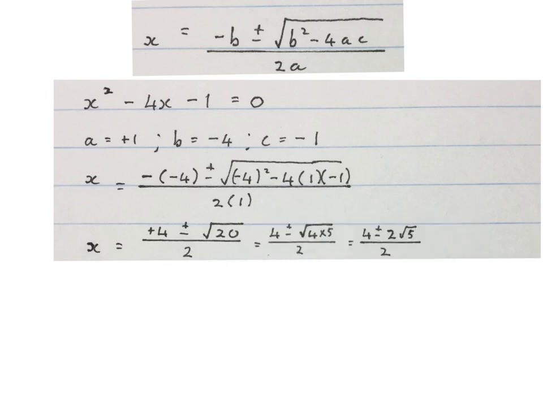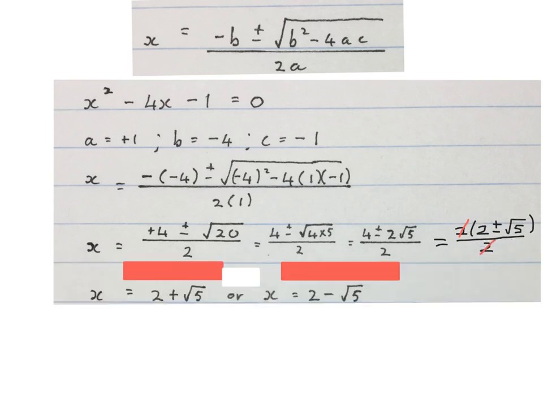If you weren't allowed to use a calculator, you would have gone down this road and ended up here. Then, if you simplify this, you would end up with this answer here: 2 plus or minus the square root of 5. Now, there are two answers in here. The two answers are 2 plus square root of 5 or 2 minus square root of 5.